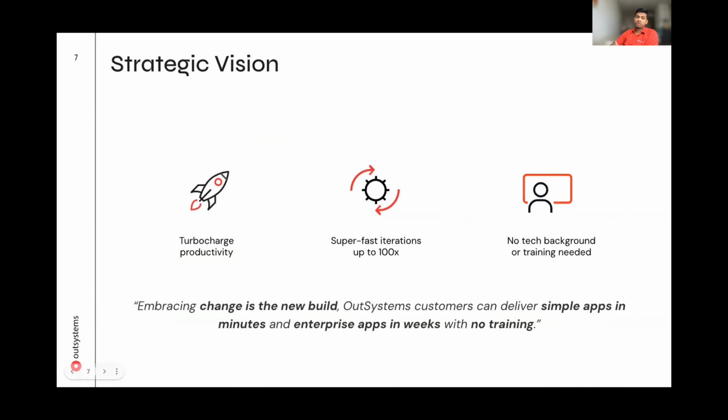Next, let's understand the strategic vision of where OutSystems wants to take the whole platform, or the landscape of application development. As mentioned in our statement, embracing change is the new build, and OutSystems customers can deliver simple apps in minutes and enterprise apps in weeks with no training. So the goal we are putting in to leverage AI within the platform is to improve productivity many fold. We need to improve the iterations. That's a unique selling point, that you can use the platform to create lots of iterations very fast. We also want to take it further so that the change cycle is even faster. And the third part is that there should not be any tech background restriction or training needed. Anybody and everybody who wants to learn the platform should be able to do it in no time.